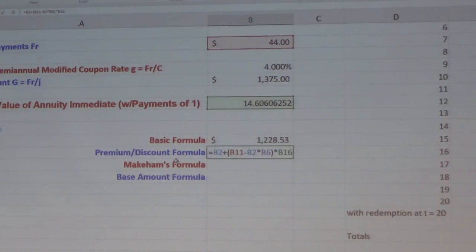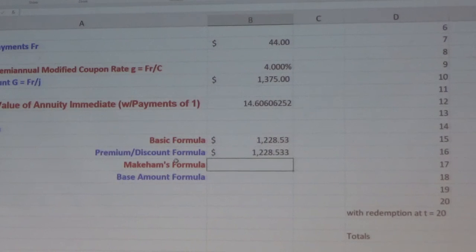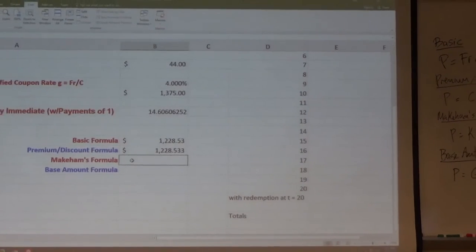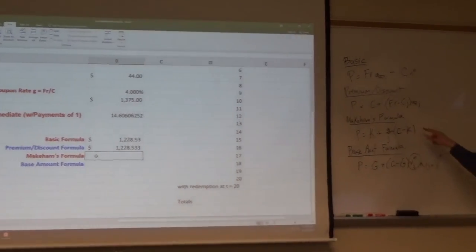This is the premium discount formula. It should give us the same answer, though it's using more decimal places. Tenths of a cent there. I could reformat that, but I won't bother. Let's try Makeham's formula next.